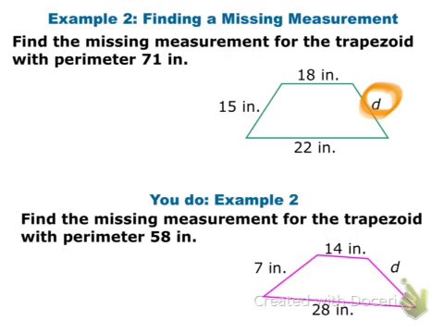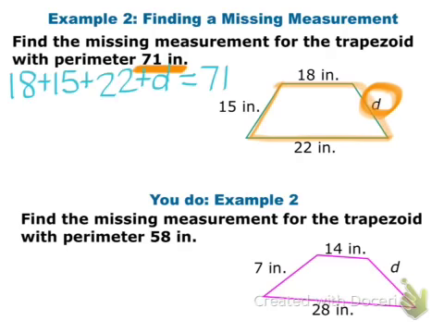But they're telling us that the perimeter of the whole trapezoid is 71 inches. So when we add up all 4 sides, this side, this side, this side, and this side, it's going to equal a total of 71. Okay, so I've written this out. I have 18 plus 15 plus 22, and then plus the missing dimension of D, and all of that is set equal to 71, which they told us in the original problem. Find the missing measurement for this trapezoid with a perimeter of 71. So what we're going to have to do is solve for that D.